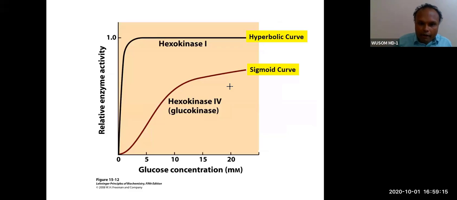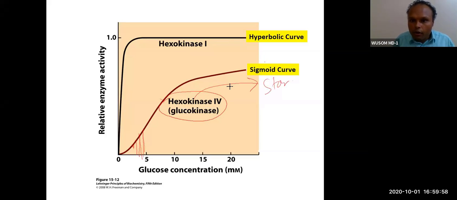So let's see, the graph is also like this. This is a sigmoid shaped graph. Initially, when you increase glucose concentration, this glucokinase will not touch it. No problem. There will not be an increase in activity. After a certain point, after optimum glucose level is reached in blood, there will be a sudden jump. Then it will start utilizing glucose. What does it mean? When the mother gets rich, then mother starts utilizing glucose. Some food will be utilized by mother, but more of the food will be stored in the form of glycogen.